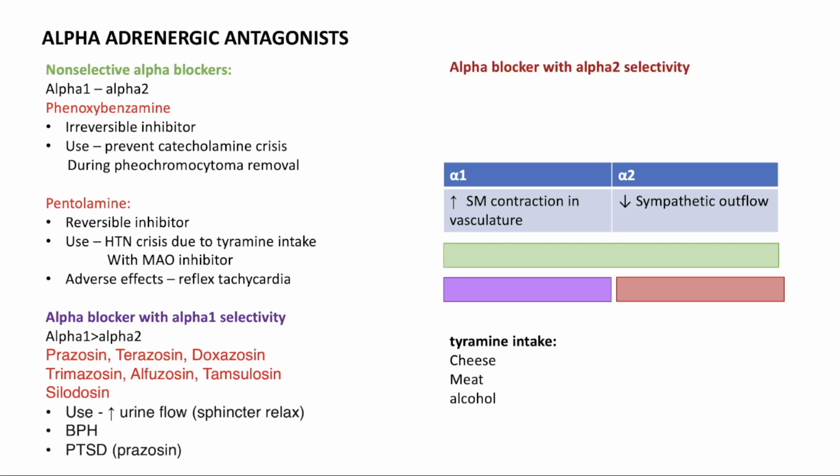Coming to the alpha blocker with alpha 2 selectivity, this drug has higher affinity to alpha 2 compared to alpha 1. Here we have mirtazapine, which is an alpha 2 selective blocker and is used as an antidepressant.